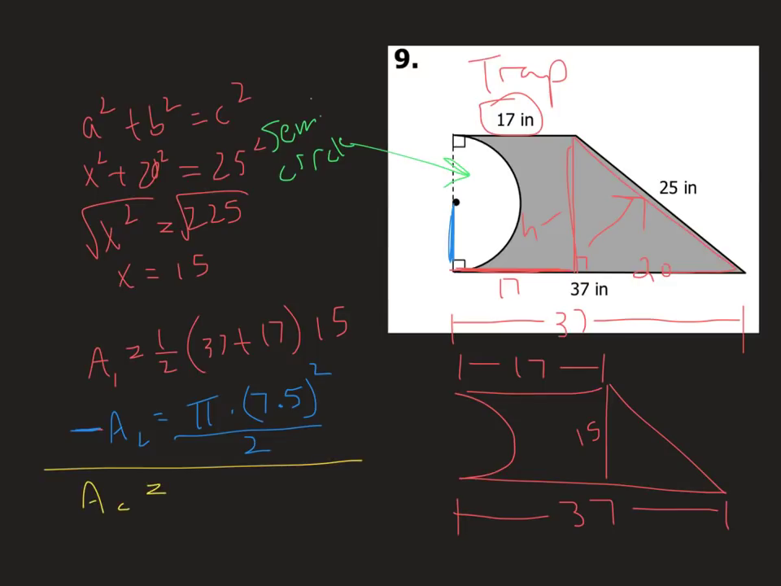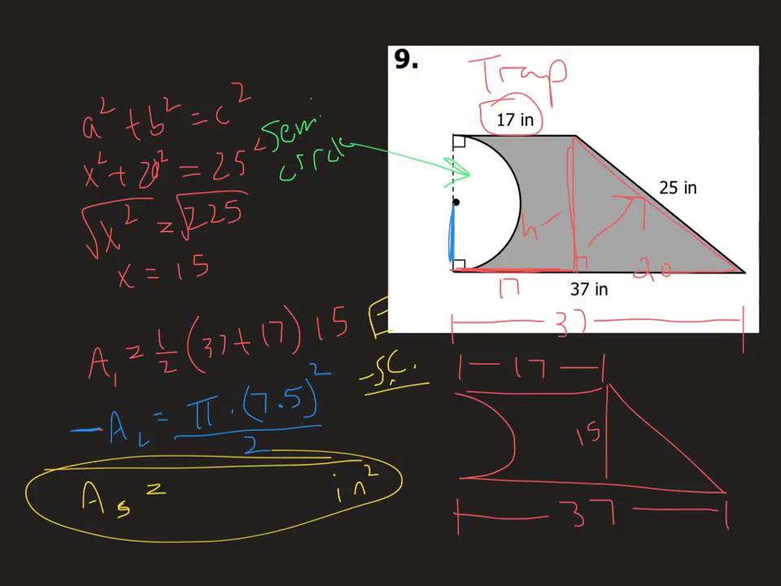A sub c, the composite area, A sub s, the shaded region, is going to be the entire thing minus the part that we don't want, the semicircle, we'll say SC, gives us our final answer. So you come up with that final answer, and that's going to be in square inches. Again, whole trapezoid minus the semicircle gives us the shaded region left over. And that's essentially how we do this.